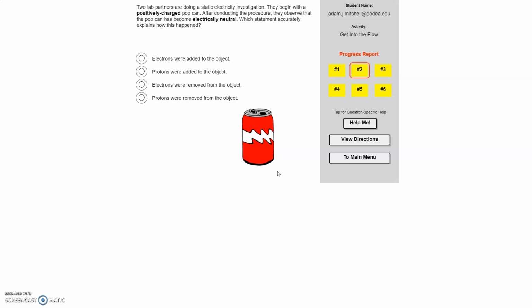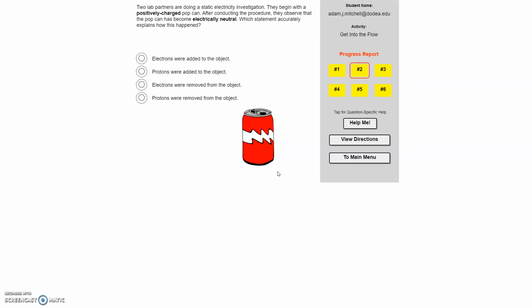So keep that in mind. It's always going to be electrons that are moving. The protons are stuck in the nucleus, and the nucleus is very, very difficult to mess around with. In fact, when we mess around with the nucleus of an atom, we call that a nuclear reaction, and most of you would recognize that that involves huge amounts of energy.